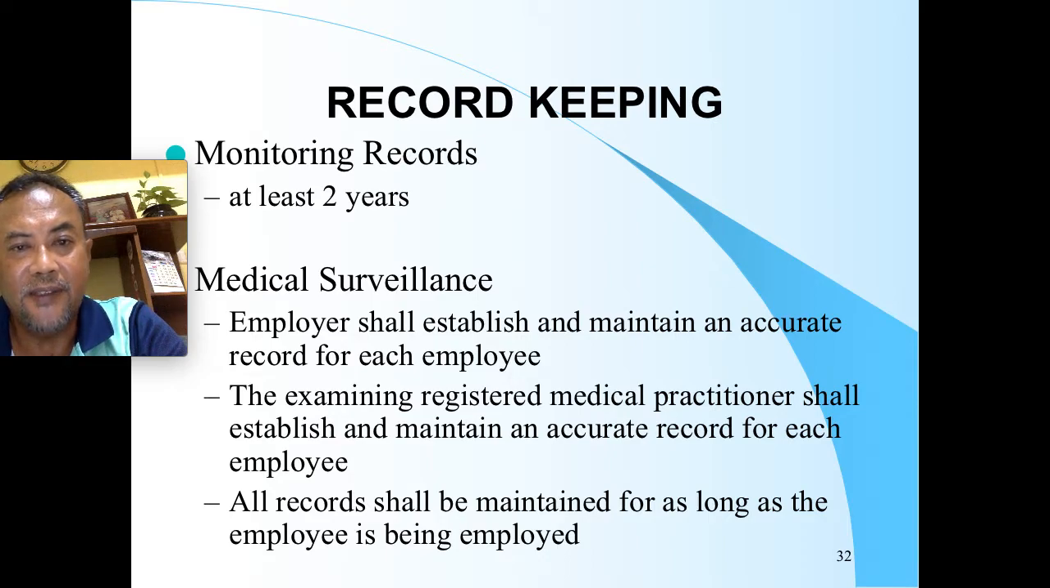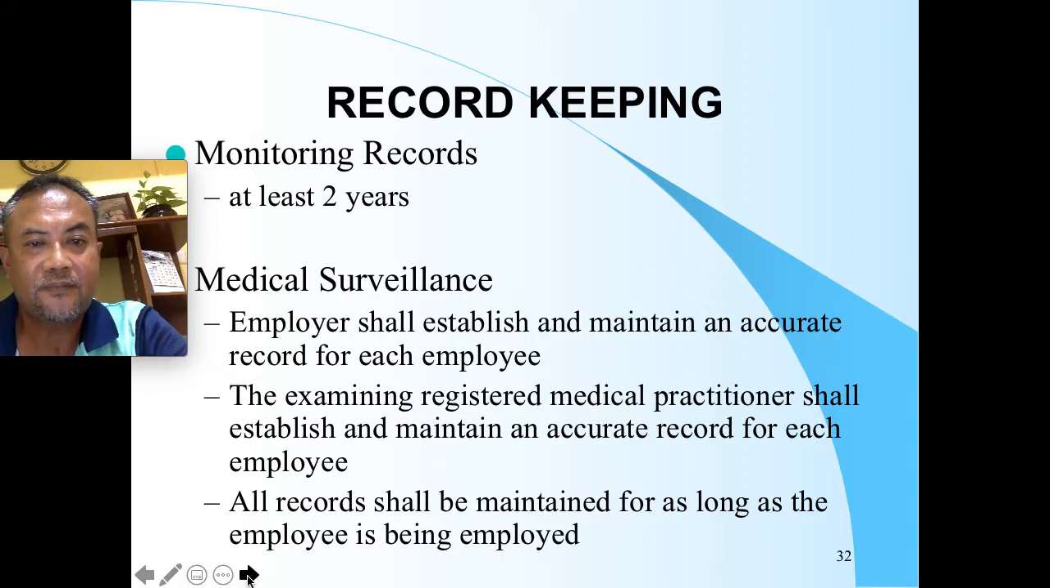And then medical surveillance. The employer shall establish and maintain an accurate record for each employee. The examining registered medical practitioner shall establish and maintain an accurate record for each employee. The occupational health doctor has to have an accurate record. And all records shall be maintained for as long as the employee is being employed. The record must be kept.